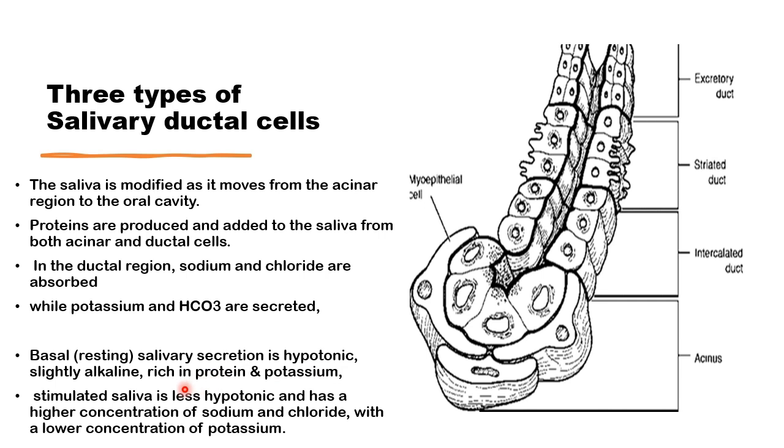When the salivary glands are stimulated, the flow of the saliva is more rapid and there will be less time for the ductal cells to absorb the sodium and the chloride or excrete potassium and bicarbonate. Therefore, the fluid would have higher concentration of sodium and chloride and a lower concentration of potassium and also bicarbonate, and it will become less hypotonic than the resting or the basal saliva.